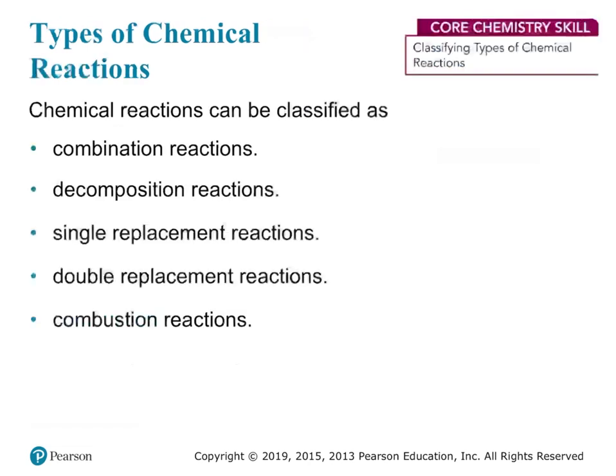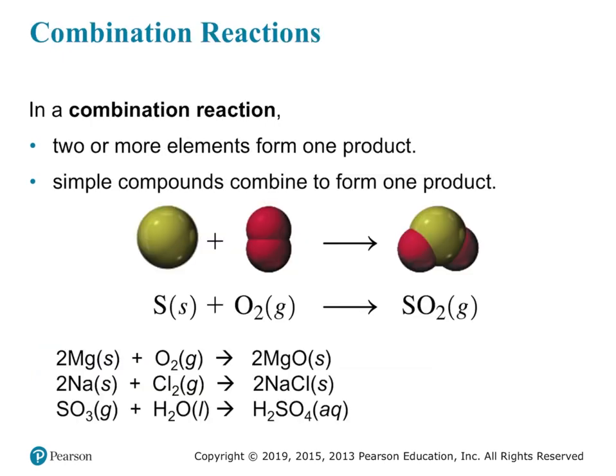All right, so there are 5 types of chemical reactions. Again, one of those is the combustion reaction, but the other 4 are combination, decomposition, single replacement, and double replacement. So we're going to go through each type, and I'll also show you examples of each type of reaction. So the first type of reaction is a combination reaction.